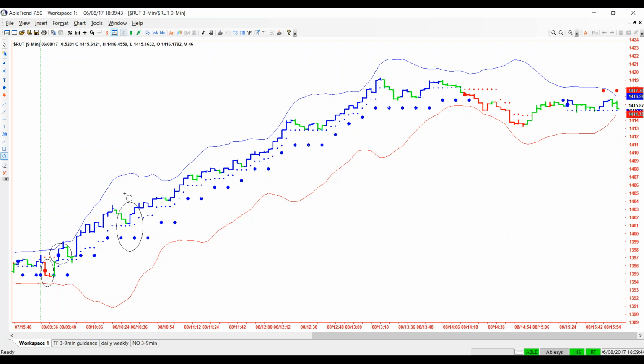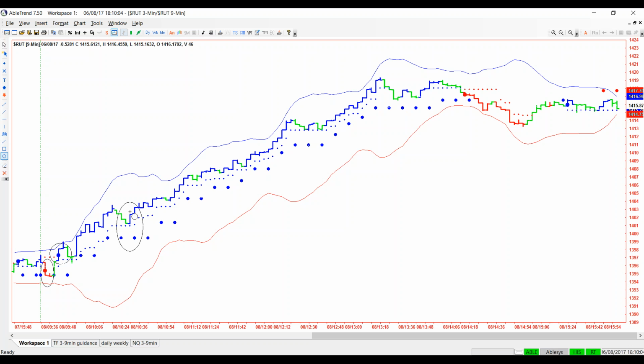Blue bar, blue 3-minute, blue 9-minute. You just bounced off of support. Green bar to blue, no red dots above. If the chart could talk to you, this chart right here at about 10:30 this morning Eastern would be just screaming at you to buy it. You couldn't get a better Abletrend trade than this. And they don't always work out like this. This one happened to, and they don't always, because it's most certainly not perfect.